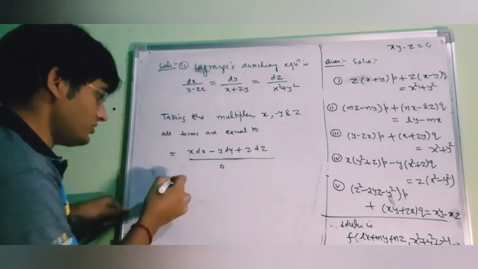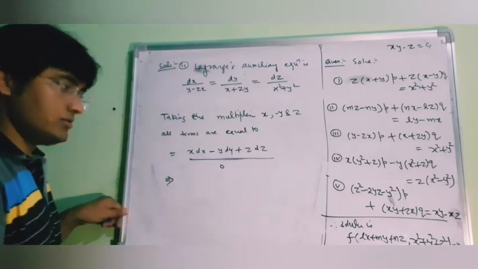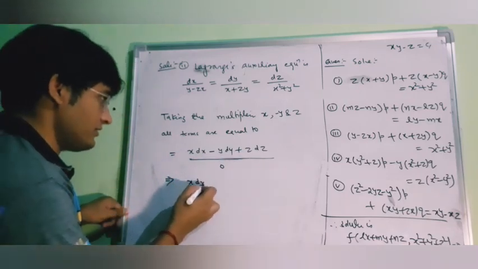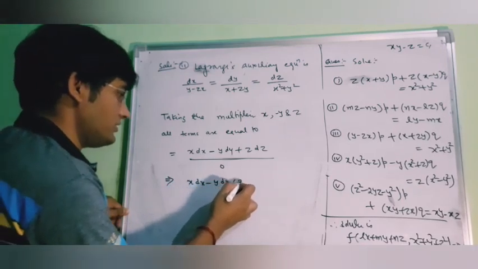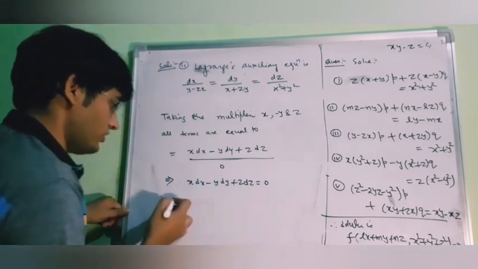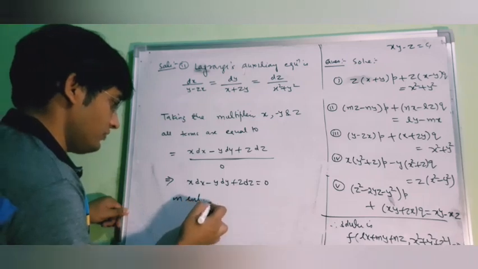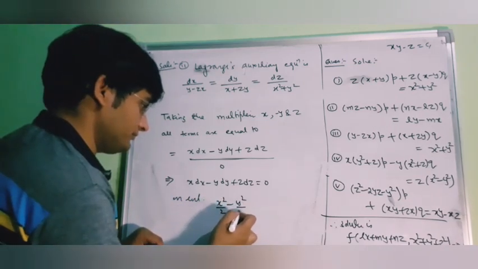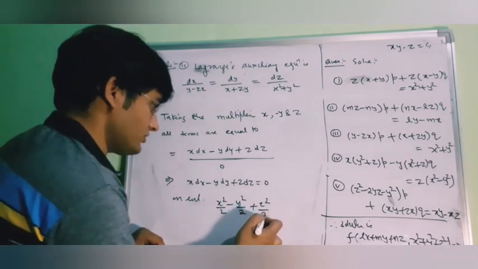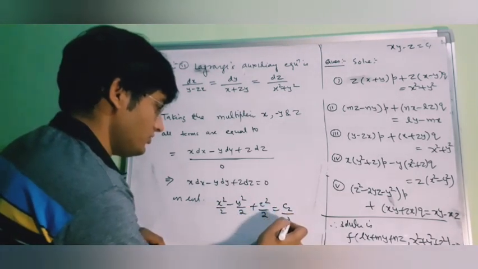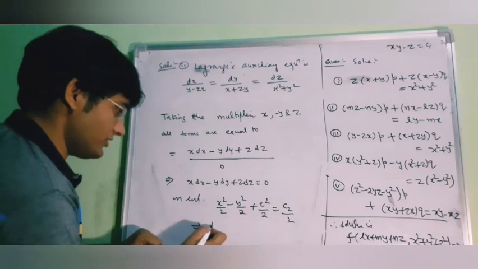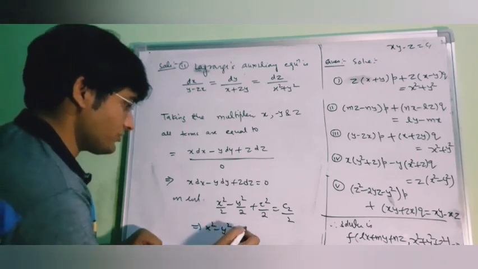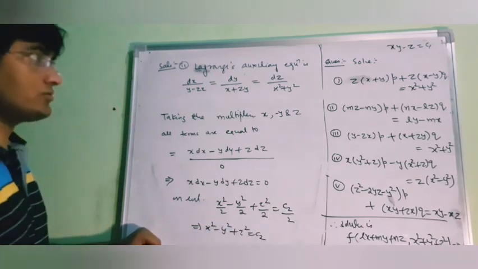Now if this is 0, so on cross multiplication we will get x dx minus y dy plus z dz equal to 0. So on integration we will get x square by 2 minus y square by 2 plus z square by 2 equal to some constant c2 by 2, or we can say that our answer is x square minus y square plus z square equal to some another constant c2.